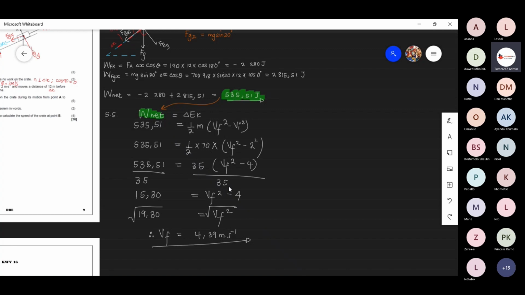So what did we actually do? We already knew what our net work was, so all we did was substitute the net work from our previous question into our formula. We then substituted the mass of our object as well as the initial velocity, because both were known. From that point, all we did was solve for the unknown, which is our velocity at point B, also known as our final velocity. And that is the last question for that.